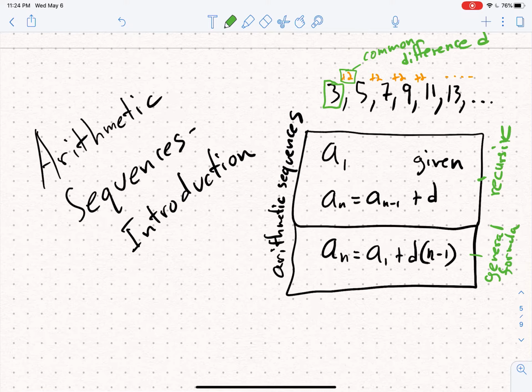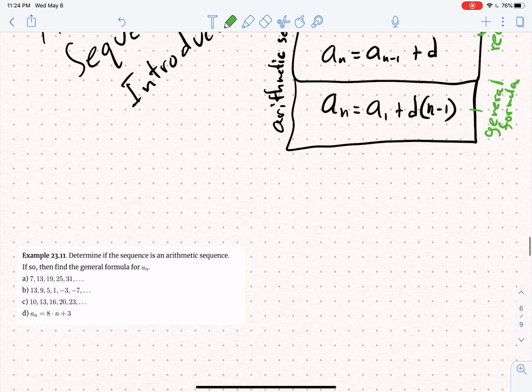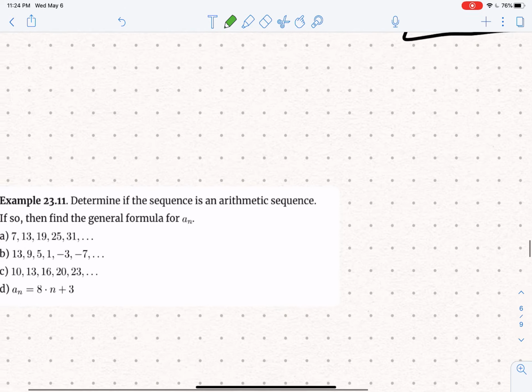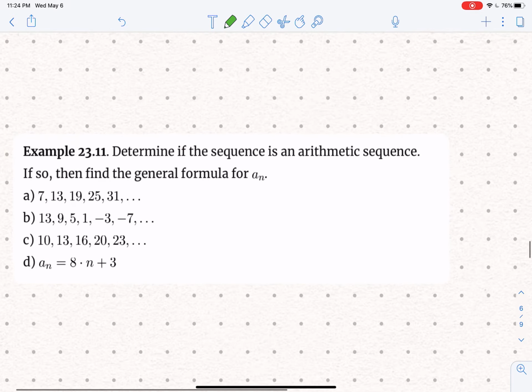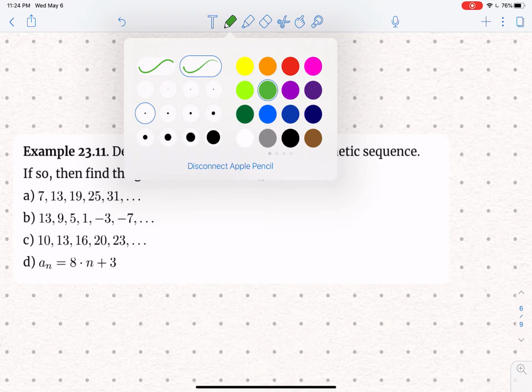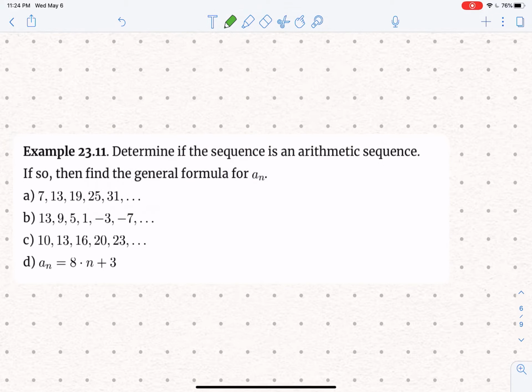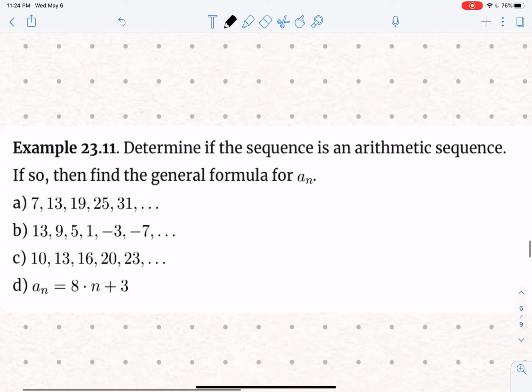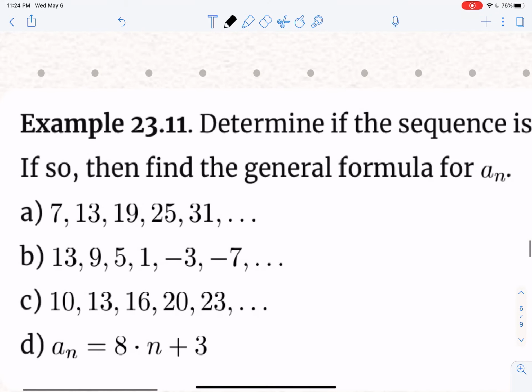Okay. Let's try working with some arithmetic sequences. In this example, 23.11, we're asked to determine if the sequence is an arithmetic sequence, and if so, then find the general formula for it. Well, let's take a look at A. In fact, I'll just zoom in and write right on the page here.